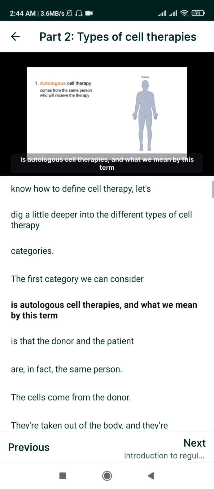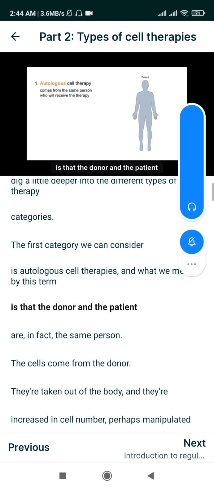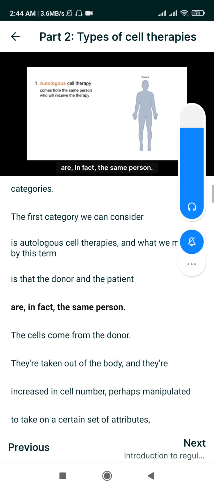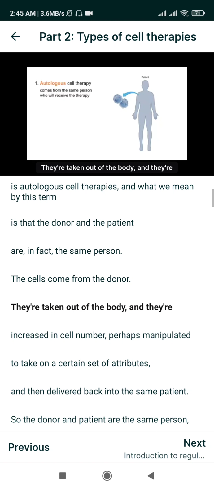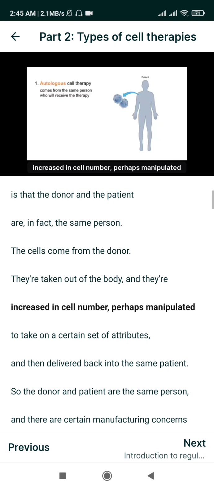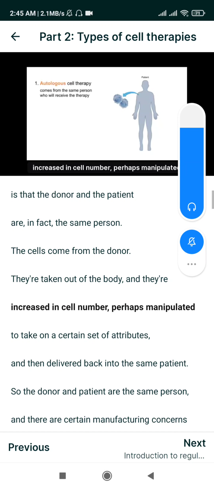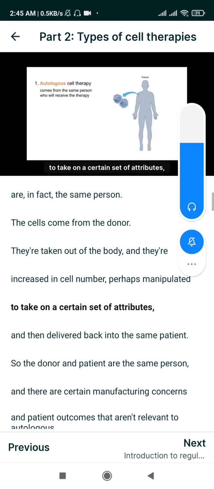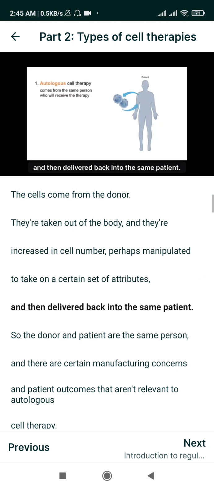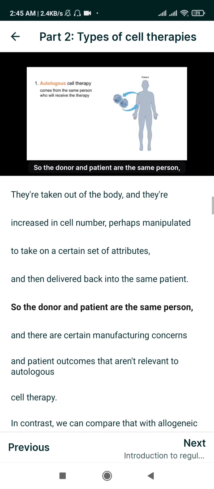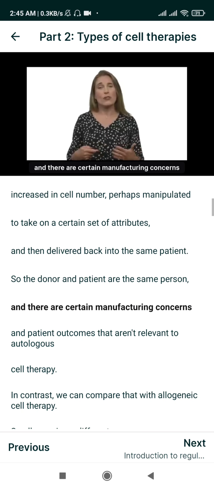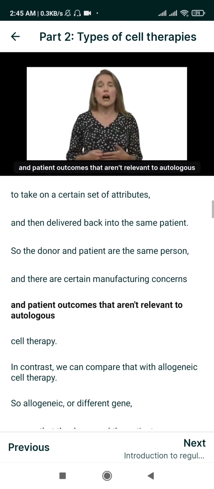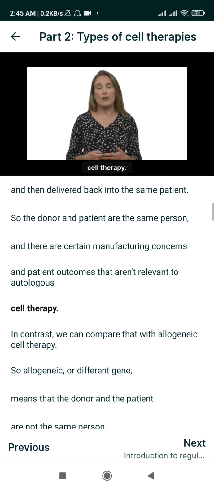therapies. And what we mean by this term is that the donor and the patient are in fact the same person. The cells come from the donor, they're taken out of the body, and they're increased in cell number, perhaps manipulated to take on a certain set of attributes, and then delivered back into the same patient. So the donor and patient are the same person, and there are certain manufacturing concerns and patient outcomes that aren't relevant to autologous cell therapy.